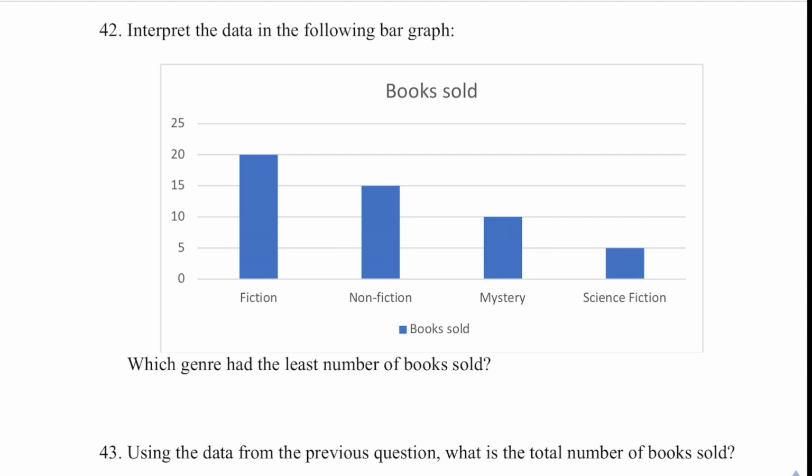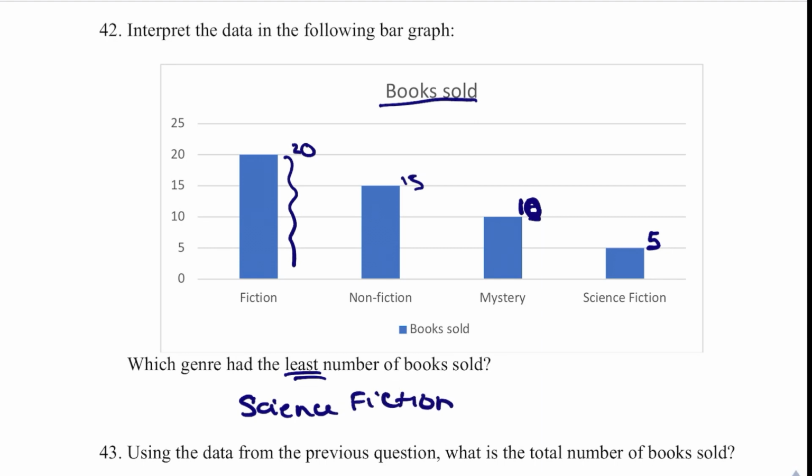(42) Interpret the data in the following bar graph. Which genre has the least number of books sold? So we can see books sold is shown in this chart, and it is identified by the blue lines. We want to see which is the least. So fiction, we can see 20. Nonfiction, we see 15. Mystery, we see 10, sorry. And science fiction, we see 5. So the answer is science fiction.